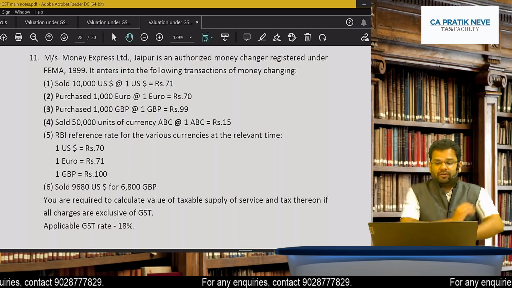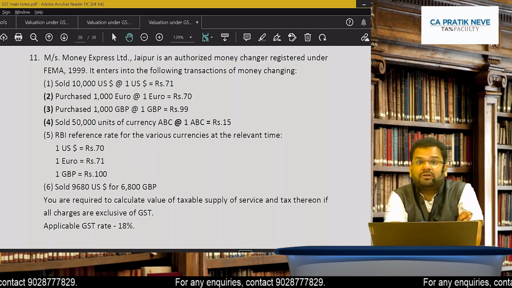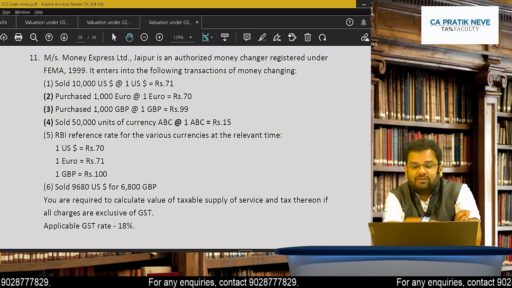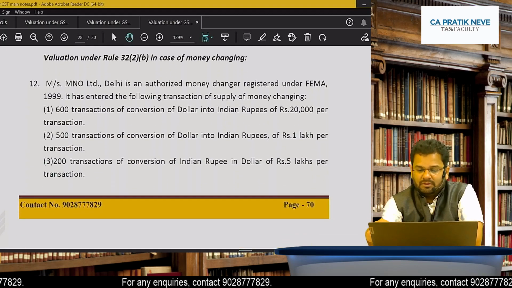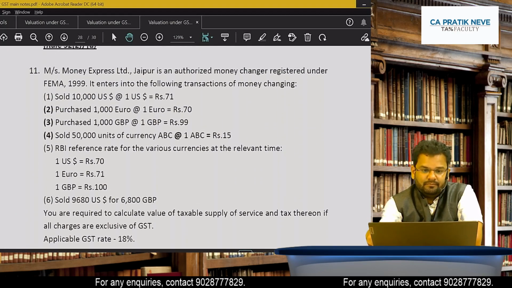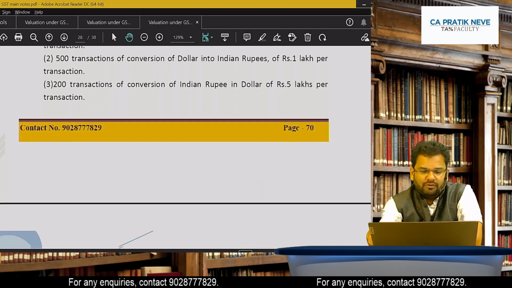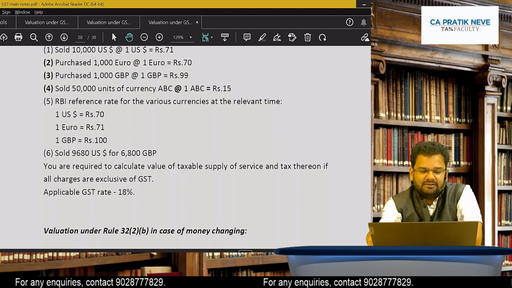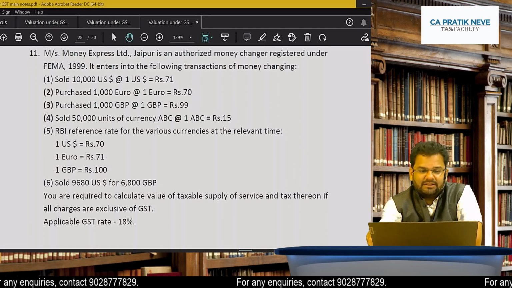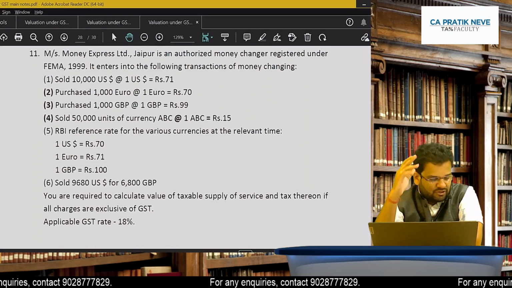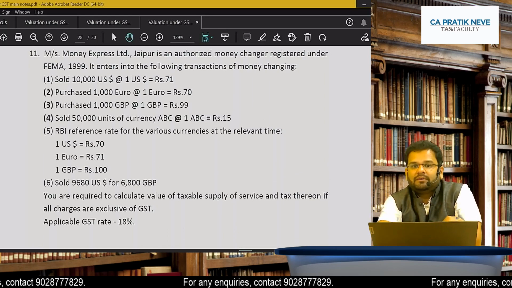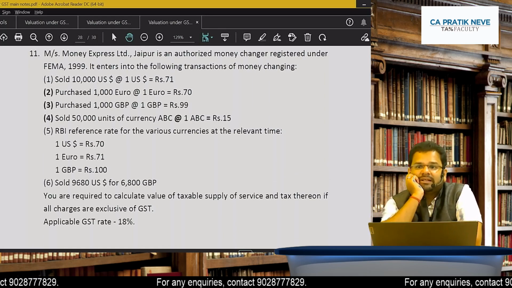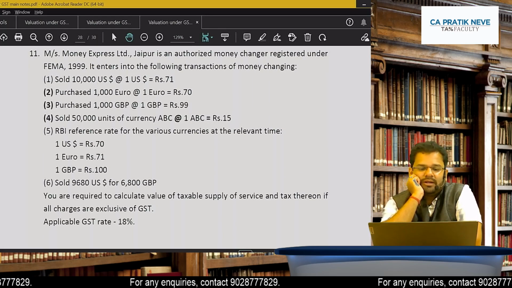But as of now, go to this 11th question. I can see it on page number 70. The 11th we have to solve, the 12th we have to solve. Are you ready with calculators? I just need calculators for this batch and your attention. Are you ready with calculators? Can I go ahead?